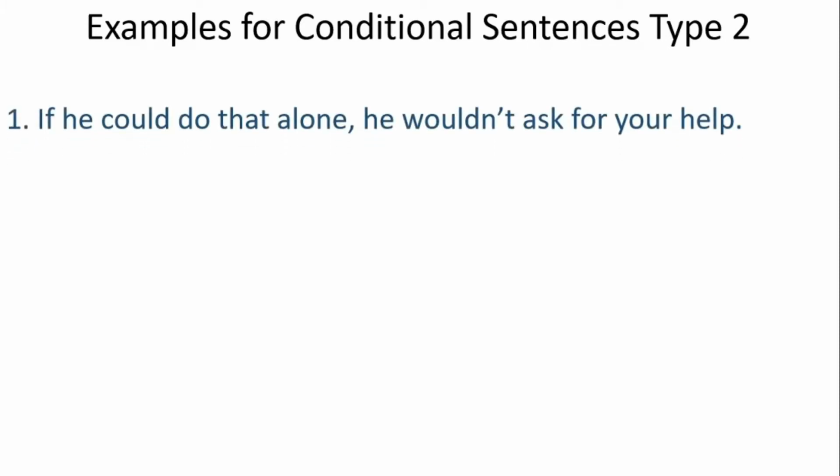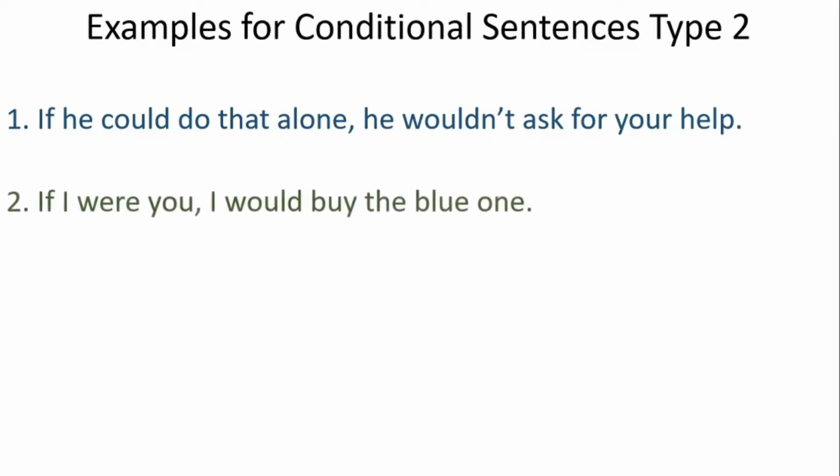Let's look at some examples for conditional sentences type 2. First example. If he could do that alone, he wouldn't ask for your help. Second example. If I were you, I would buy the blue one.